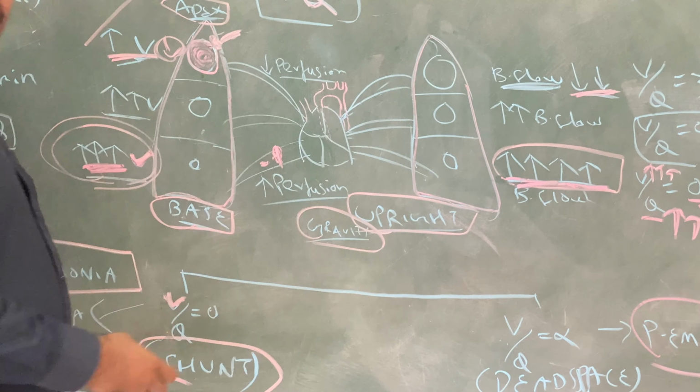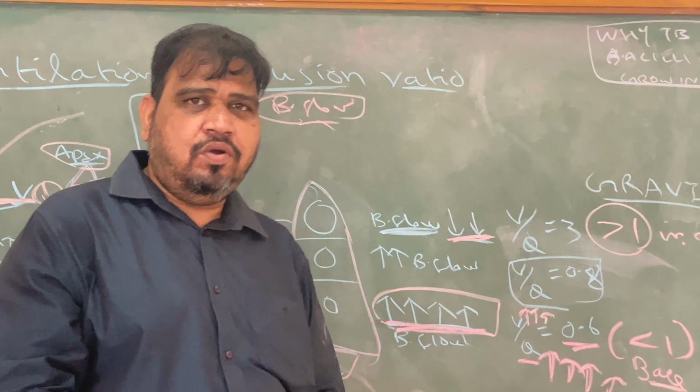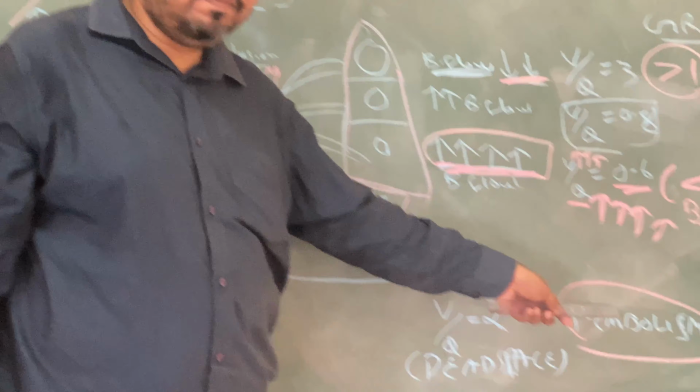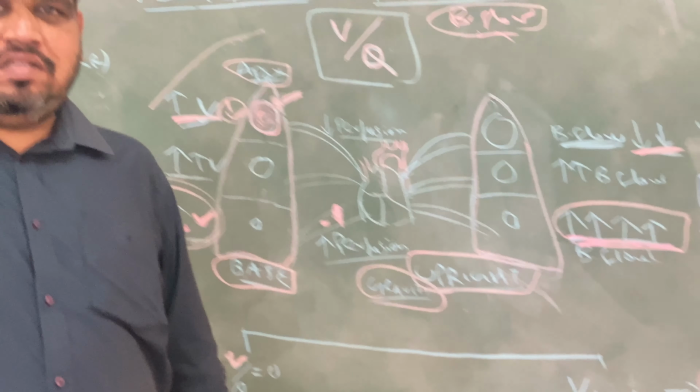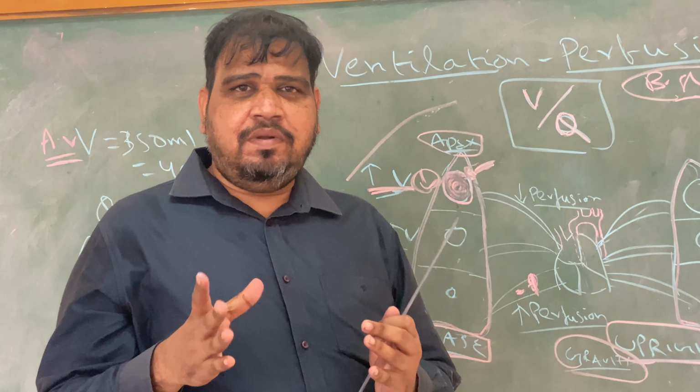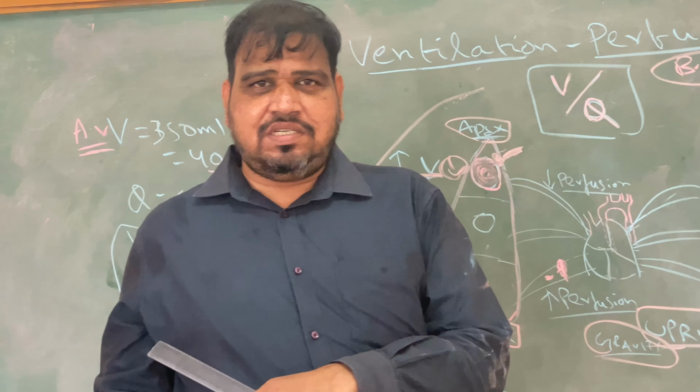So when the denominator becomes 0, what? You will get infinity. So V/Q will be infinity when there is pulmonary embolism. I am just telling one example for you to understand. So the V/Q ratio will be infinity in pulmonary embolism. Now take, blood flow is not there, but ventilation is normal. So what happens to that oxygen available? Whether it will be utilized or it will be wasted.